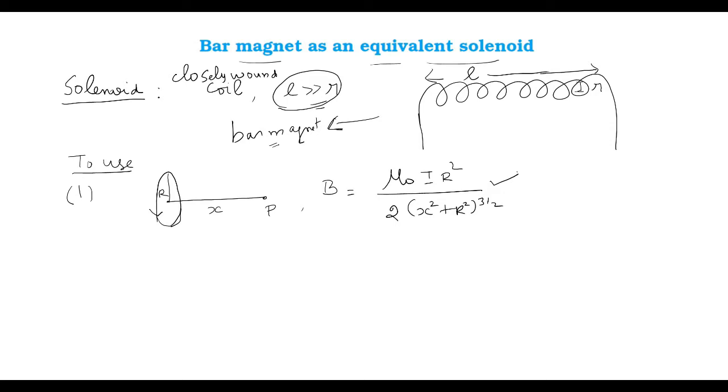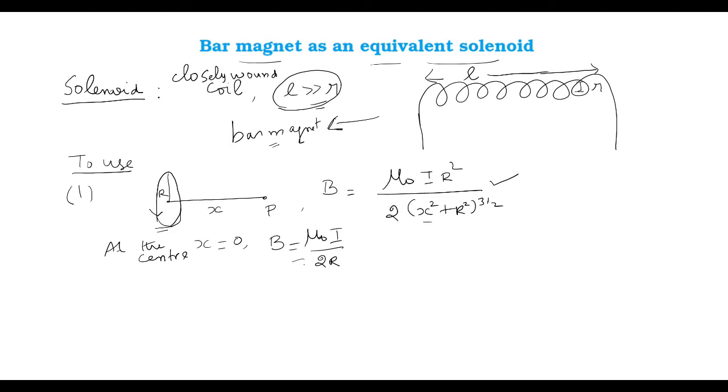Here the plane of the circle is perpendicular to the plane of the diagram. From this you can also get a special case. Suppose you want to find the magnetic field at the center of a current carrying coil, put x equal to 0 at the center. At the center, when x is equal to 0, you will get B equal to mu naught I by 2r. Put x equal to 0 and simplify.